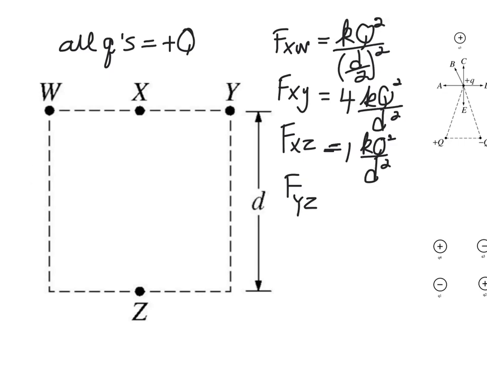Okay, the first 3 are easy. The distance is d over 2, so we have to square d over 2. And that gives us 4. In other words, the force is 4 times stronger than if it's the full distance. And the full distance d is Z acting on X. And so the coefficient is 1. We usually don't write that, but I wrote it here just to be explicit. Okay, this one is a little harder because this is the distance.